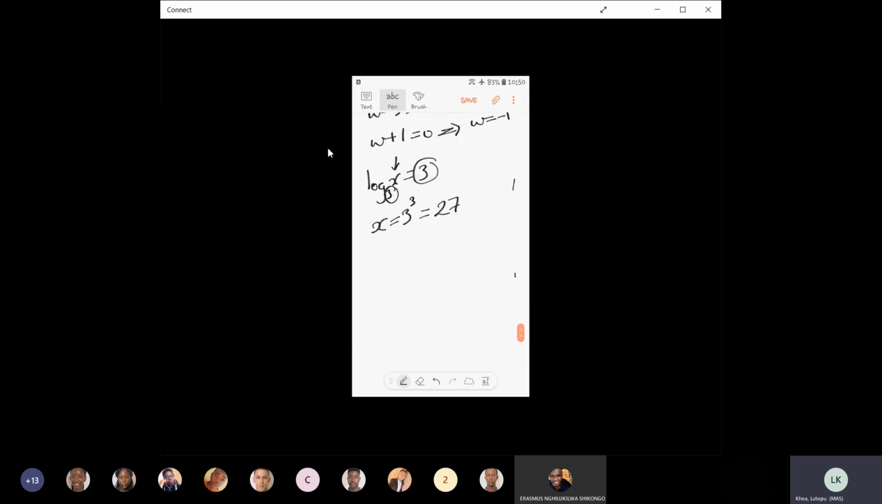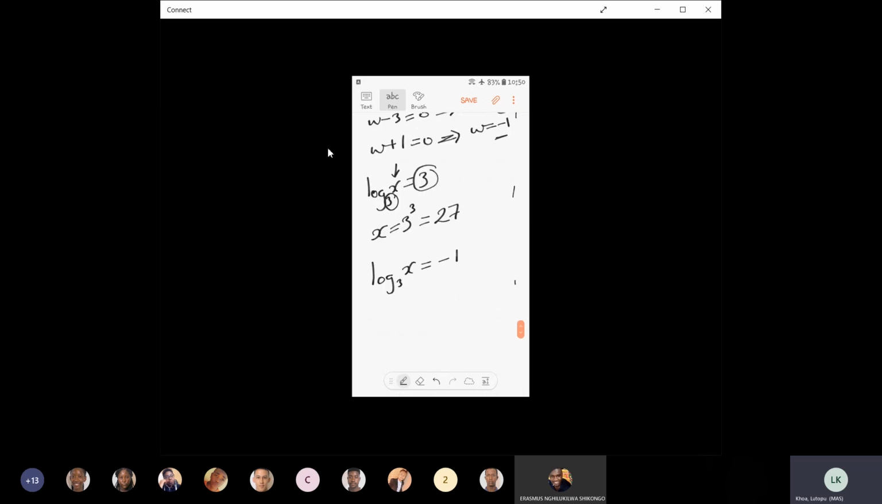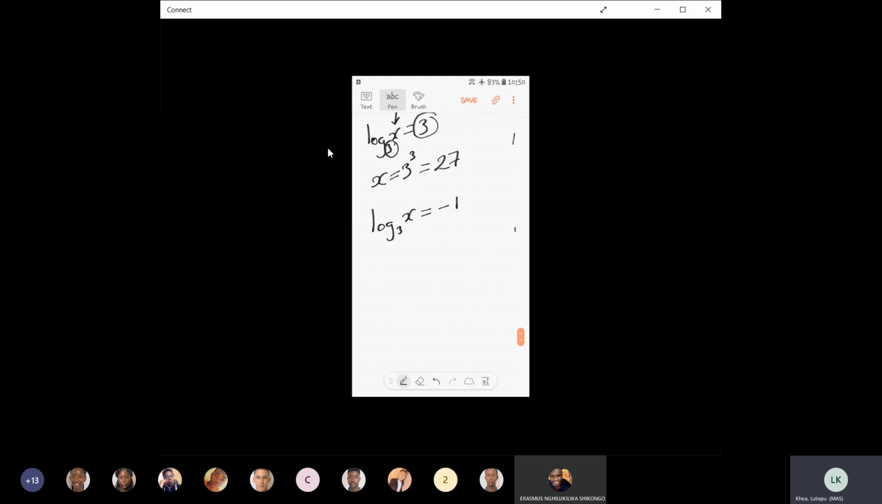When you do the same thing with the second solution, we say w is log base 3 of x. And this was equal to negative 1. That was our second solution. Now we solve it. Our base exponent is equal to the argument. So I'll have x is equal to 3 to the power of minus 1. This means x is equal to 1 over 3.